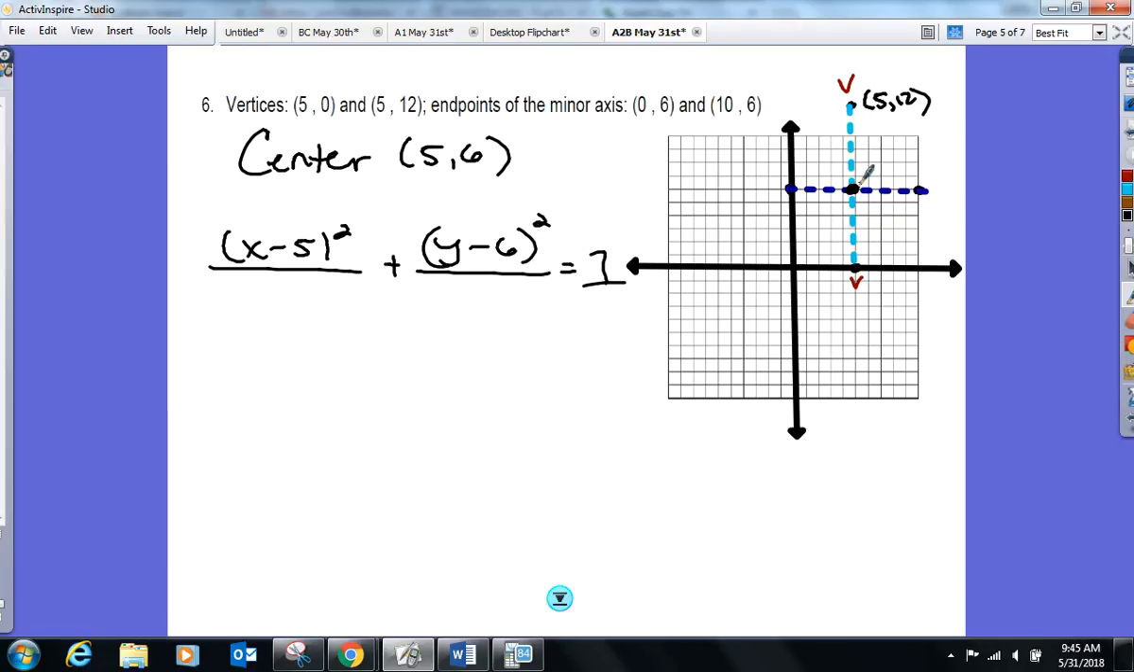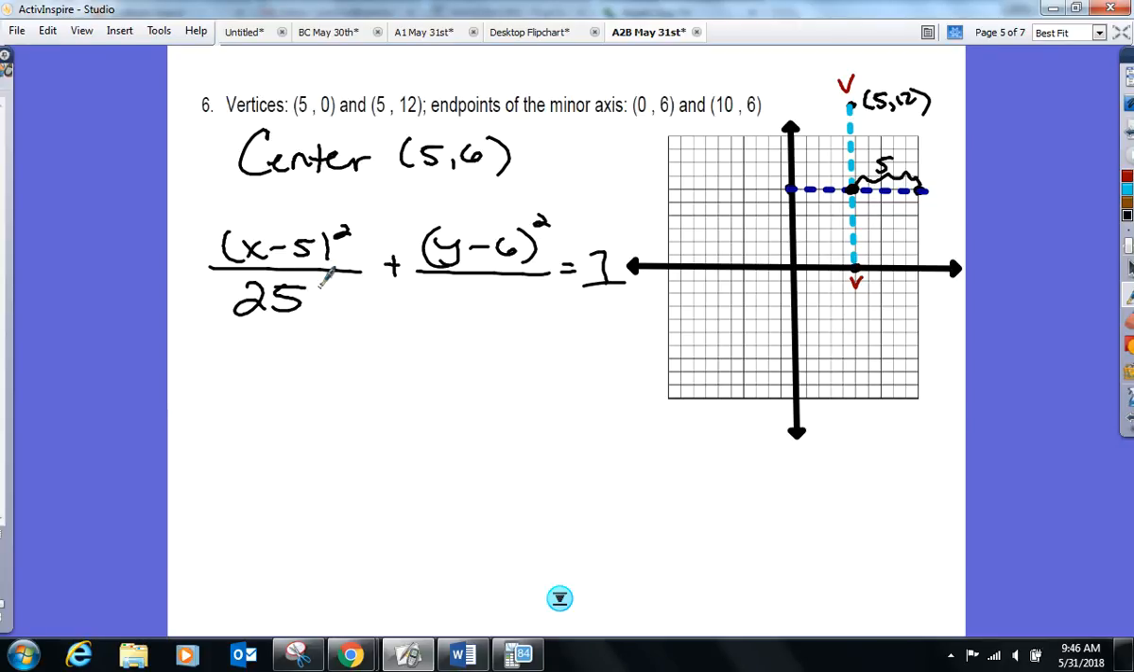Count the distance from the center to this vertex. 1, 2, 3, 4, 5. But what number do I plug in? Squared, right? So 5 squared, 25.